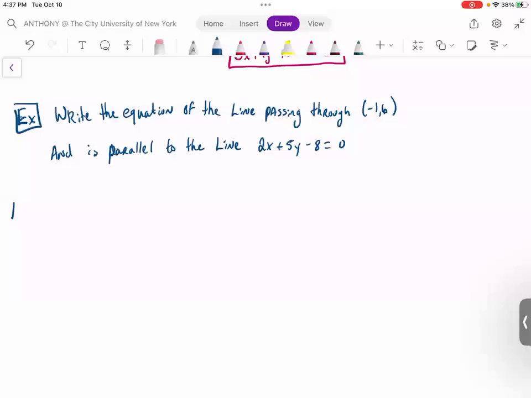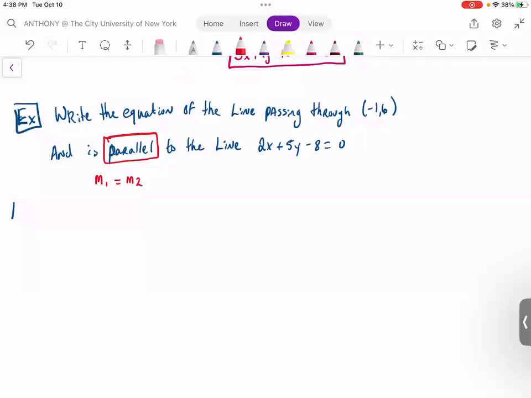Alrighty, so in this example, we're going to write the equation of the line that's passing through the ordered pair (-1, 6) and is parallel to the line 2x + 5y - 8 = 0. Two lines are parallel as long as their slopes are equal to each other. Meaning if line 1 has a slope of m1 and line 2 has a slope of m2, m1 and m2 must be equal to each other.